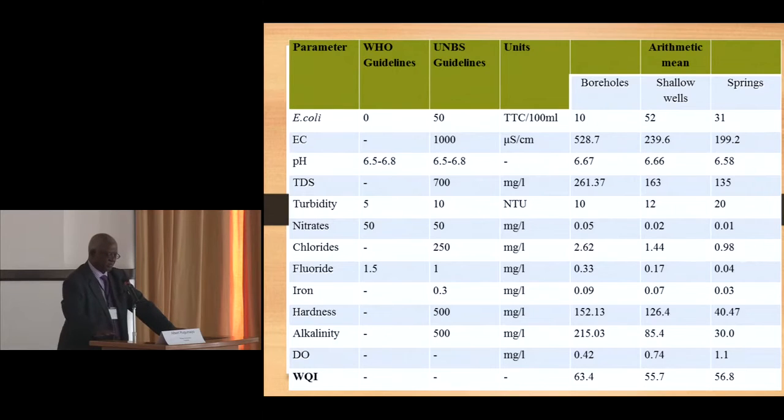Now, these are the results. The 3 types of technologies: boreholes, shallow wells, and springs. We compared both WHO guidelines and Uganda National Bureau of Standards guidelines, as you can see. And at the bottom there, you can see the water quality index for boreholes was higher than for shallow wells, and springs came second.